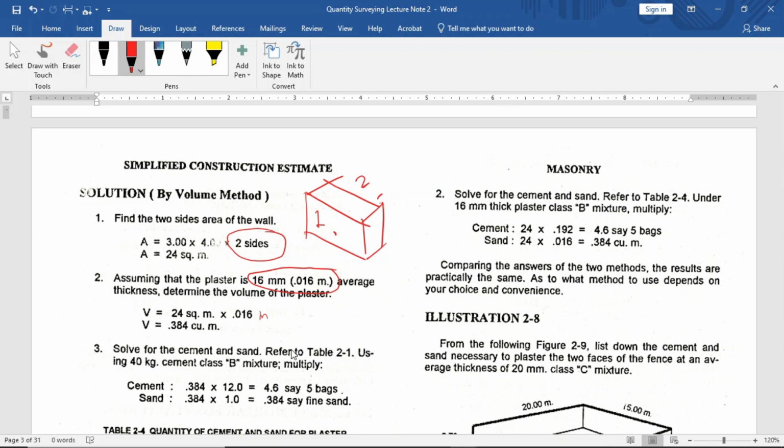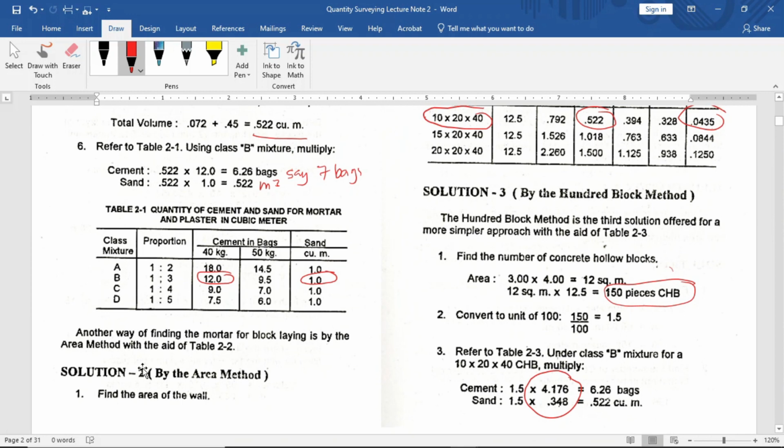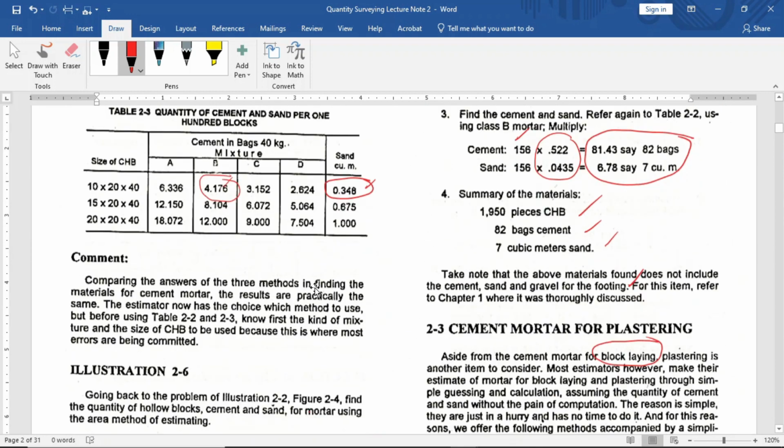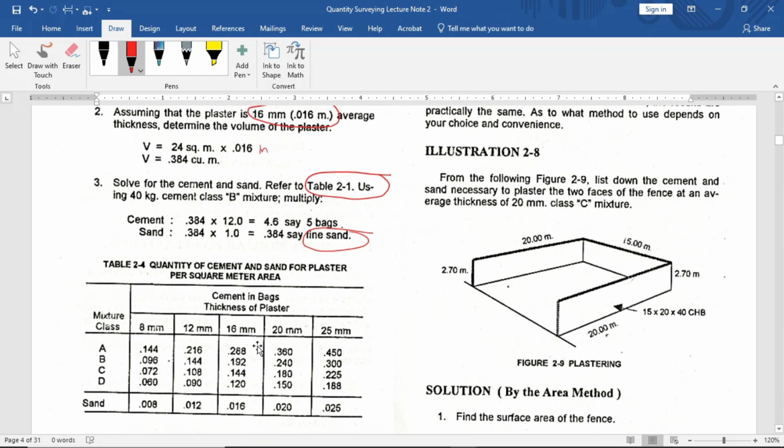Table 2-1. So, di ba may table tayo para sa volume kanina. Ito yun. Class B, 12 at saka 1. So, ang volume natin para sa plastering is 0.384 times 12 is equals to 4.6 bags, and 0.384 times 1 is equals to 0.384 cubic meters of fine sand. So, fine sand. Yan.